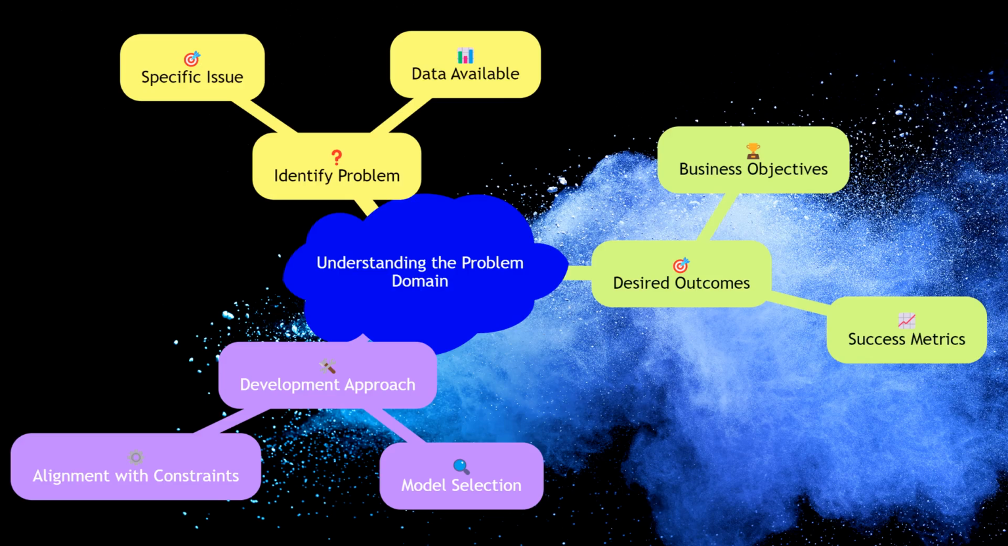Before diving into model development, it's essential to thoroughly understand the problem domain. This involves identifying the specific problem you aim to solve, the data available, and the desired outcomes. A clear understanding of the problem domain helps in selecting the most suitable development approach, ensuring that the model aligns with business objectives and constraints.